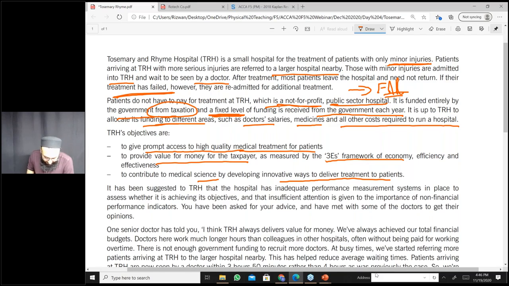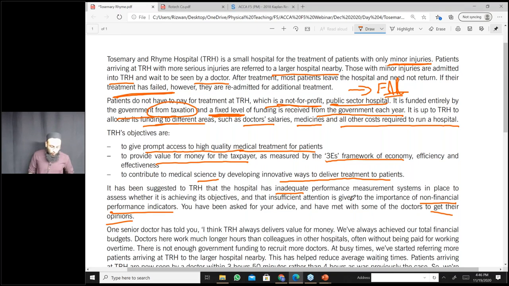Okay. It has been suggested to TRH that the hospital has an inadequate performance measurement system in place to assess whether it's achieving its objectives, and that insufficient attention is given to the importance of non-financial performance indicators. Okay, so they are not giving importance to NFPIs here. You have been asked for your advice and have met with some of the doctors to get their opinions. So let's see what the doctors have to say.